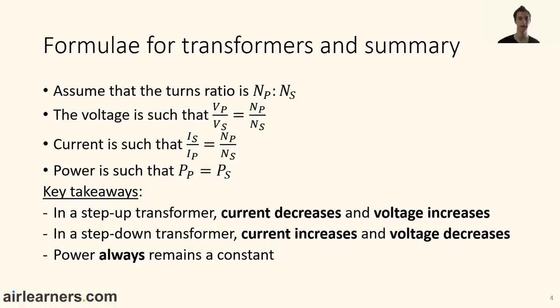We also had these formulas here that gave us a relationship between the turns ratio, the voltage, and the current in each of the coils, and we also noted that power is the same across both the primary and secondary coil. And at the bottom there is a bit of a summary on what happens to current and voltage in a step-up and step-down transformer.